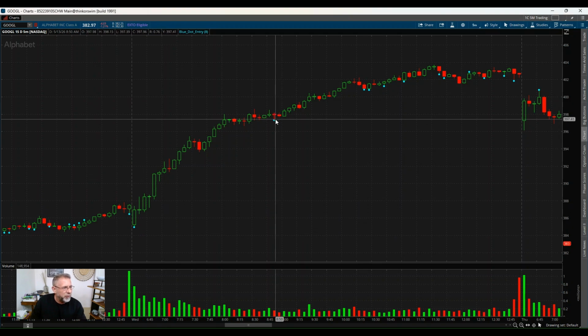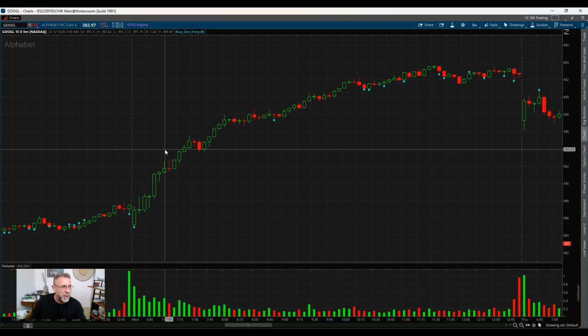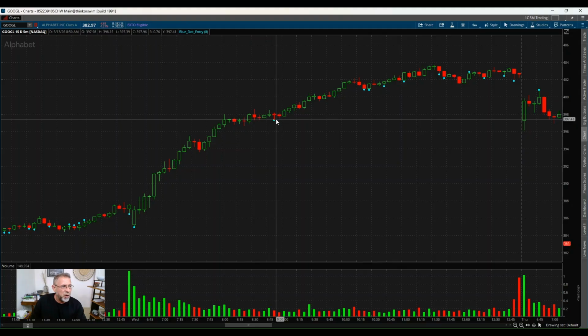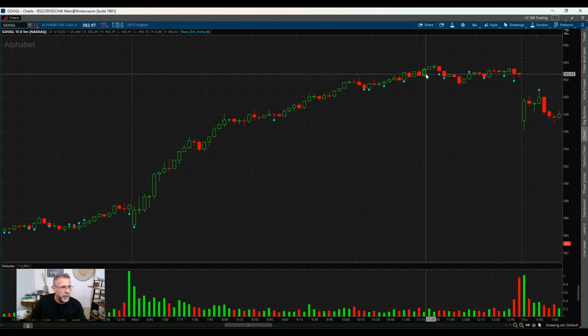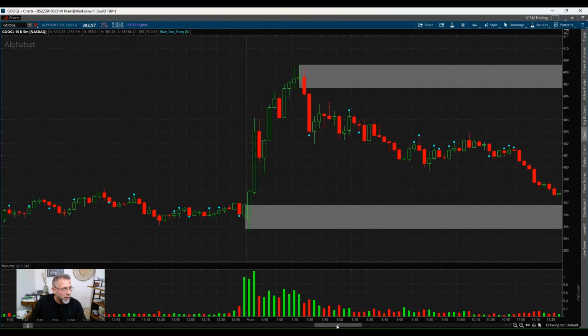And this isn't a bad place to get in, but this was so impulsive that it obviously didn't wick below the 8-period moving average at all during this entire time. That's incredible. It's not easy to take this trend after such a big move, to think that it's going to go even further. But in any case, that is a good entry. These are good entries as it continues higher. And you can see how this plays out. These are my blue dot entries, and I use these all the time.